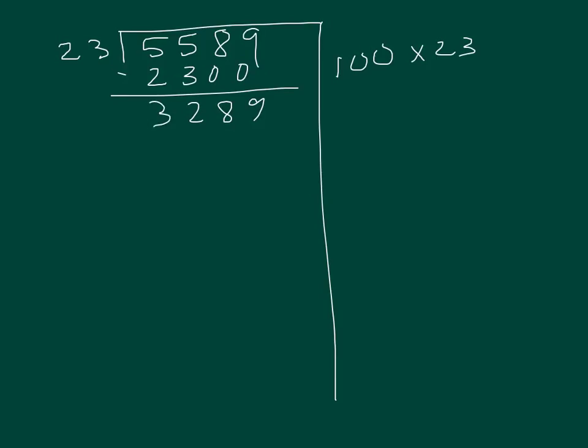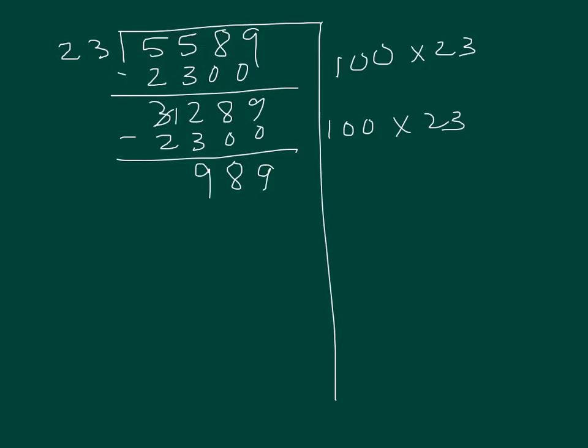Well, I still have a huge chunk left. I now have 3,289, but that is still bigger than this 23. So let's take another 100 out of it. So that would be 2,300. Borrow. And I get 989.